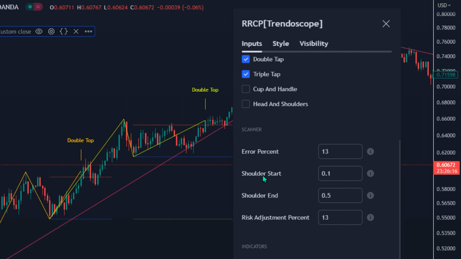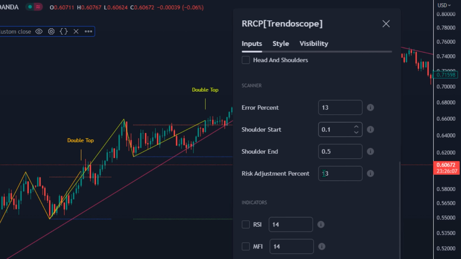Shoulder start. This is the start of the shoulder ratio range, used for identifying handle, necks, and shoulders. By default, it is 0.1. Shoulder end. This is the end of the shoulder ratio range, used for identifying handle, necks, and shoulders. By default, it is 0.5. Risk adjustment percent. Additional padding on the risk, used for stop-loss calculation.